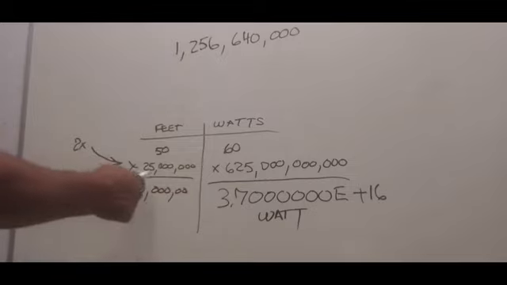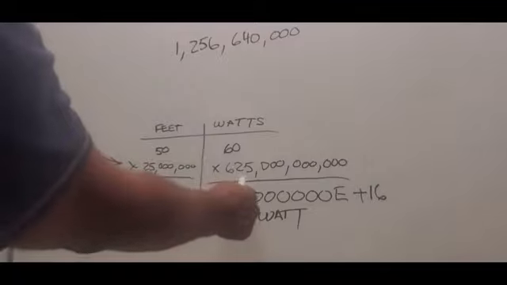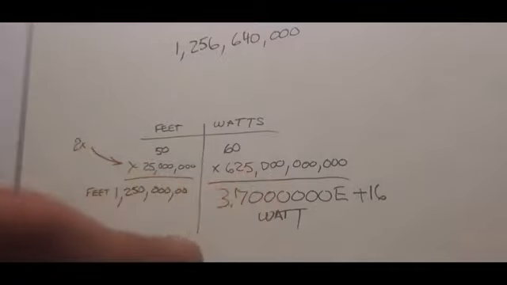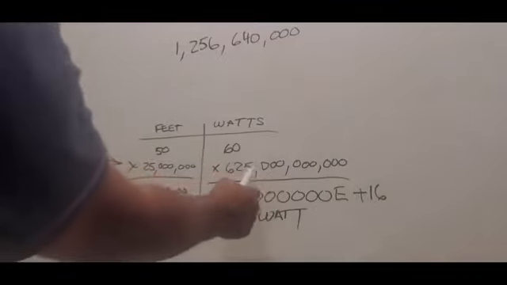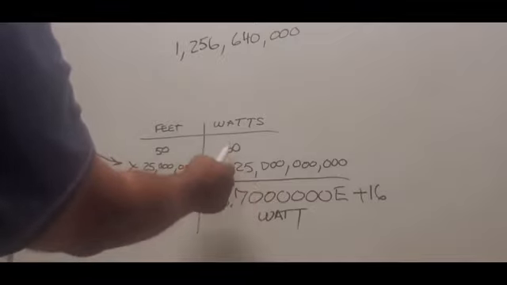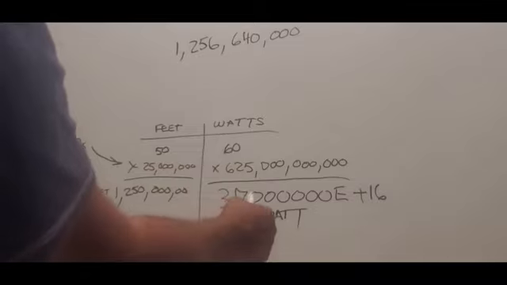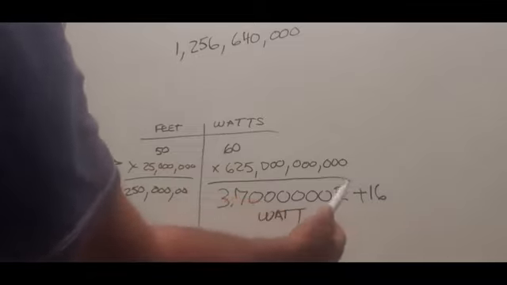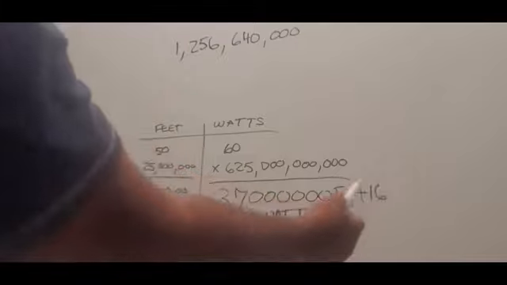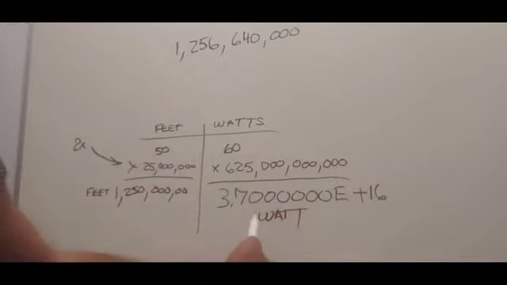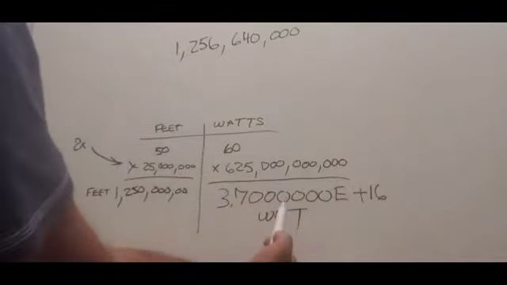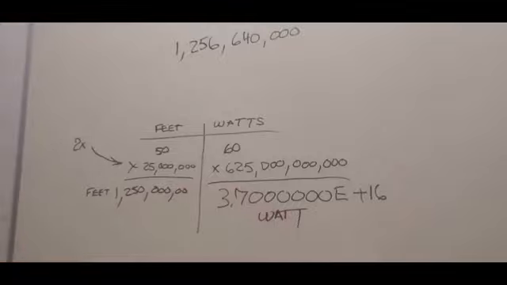Now we're going to square this number. So 25 million squared is 625 trillion. So now we have to take 625 trillion and multiply it by 60 watts, and we get 3.7 gajillion, bazillion, zillion plus 16. This number is so big that I think my calculator exploded. So you can see there's a huge problem here, right?